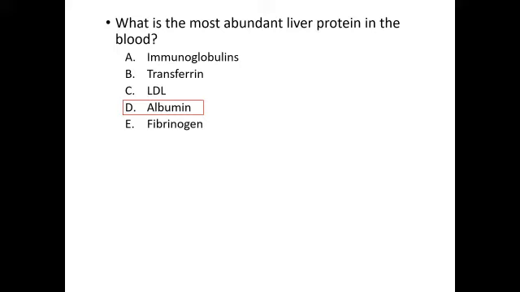And I do want to make one more point here. I specify liver protein. Remember that the liver is not responsible for making immunoglobulins. These are made by a type of white blood cell called the B lymphocytes.